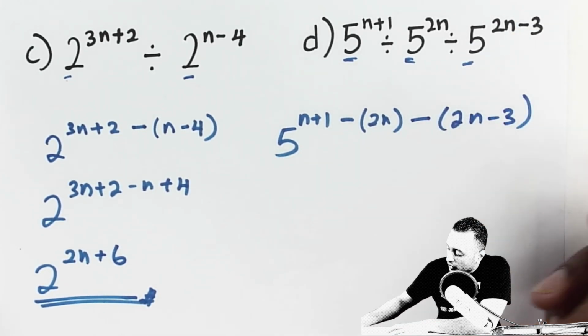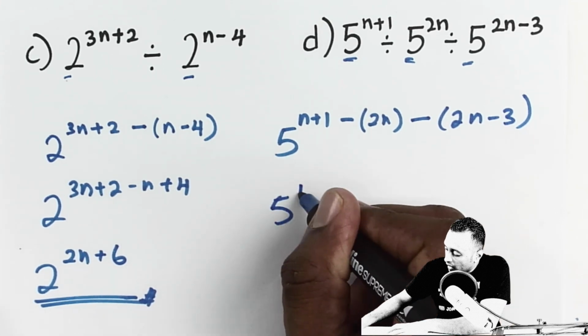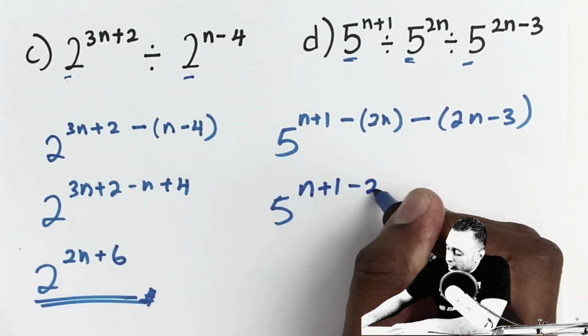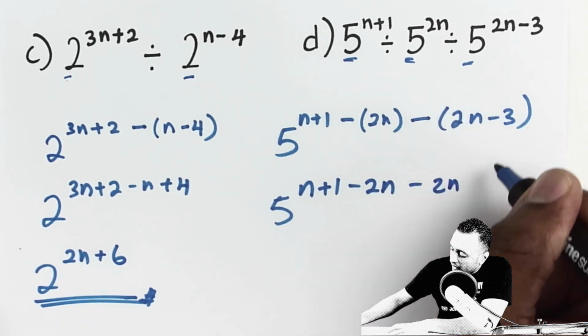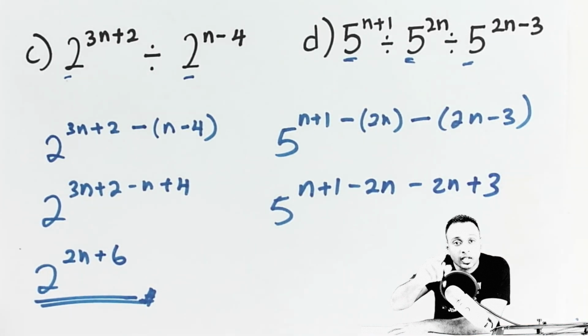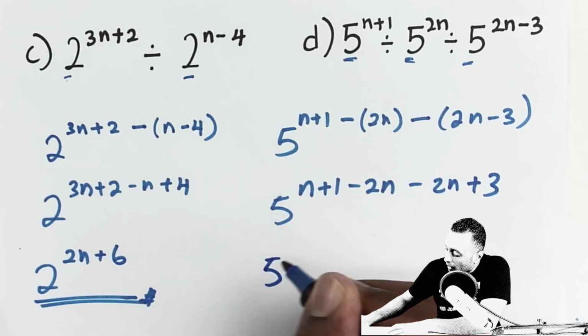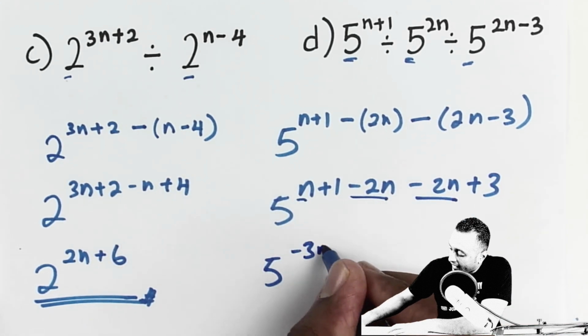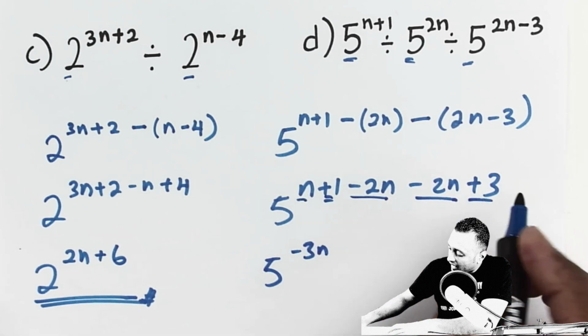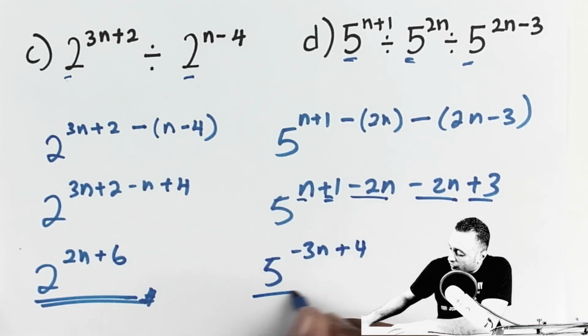2n minus 3. So now what you're going to have? 5 power n plus 1 minus 2n minus 2n, negative become positive 3. So that's most important here, right? So 5 power n minus 2n is negative n, minus 2n is negative 3n, 1 plus 3 is plus 4. That is your answer. Alright, let's jump into a few other questions.